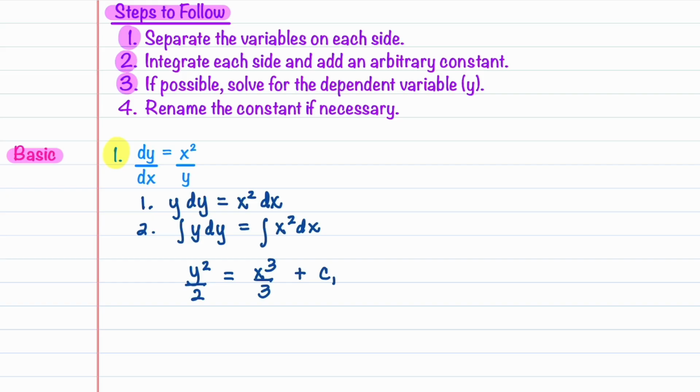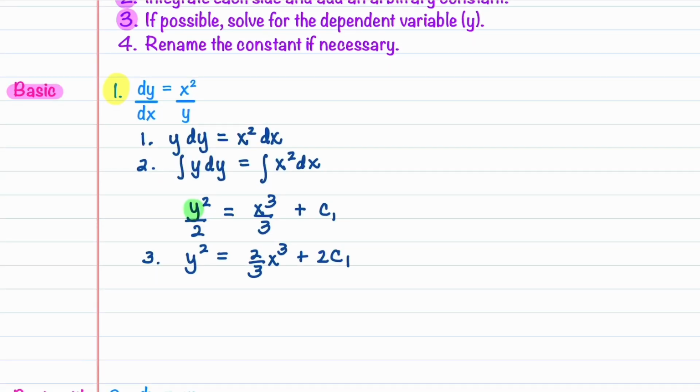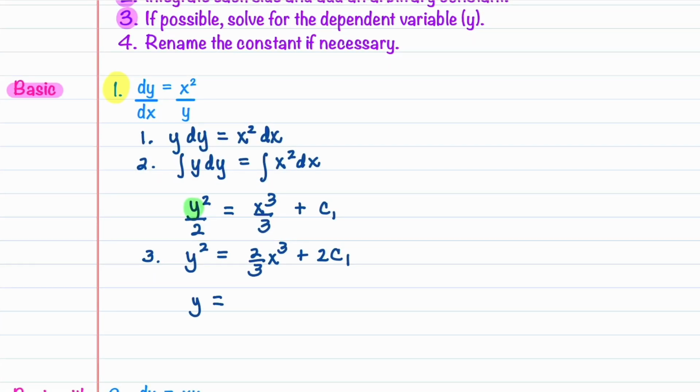Our third step is to solve for the dependent variable y. I'll highlight y so you can see what we're going to be solving for. So this is step 3. Let's go ahead and multiply by 2 first. This gives us y squared is equal to 2/3 x cubed plus 2 times c1. Now we can go ahead and take the square root and solve for y. Don't forget that we're going to have a plus or minus whenever you take the square root. And inside we have 2/3 x cubed plus 2c1.